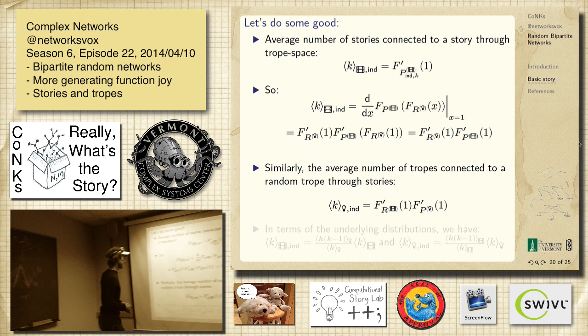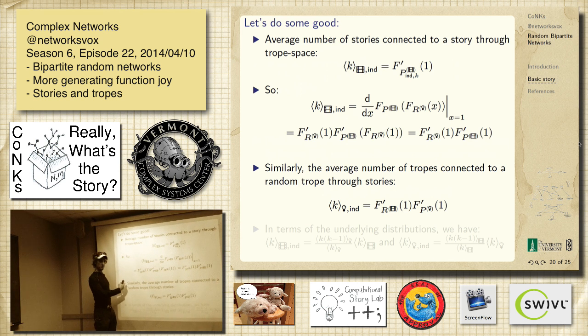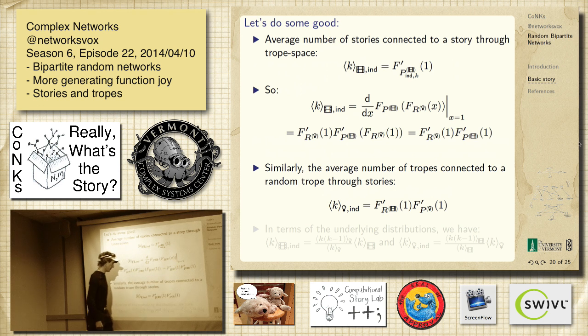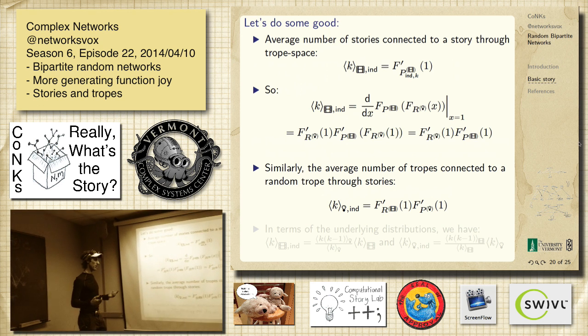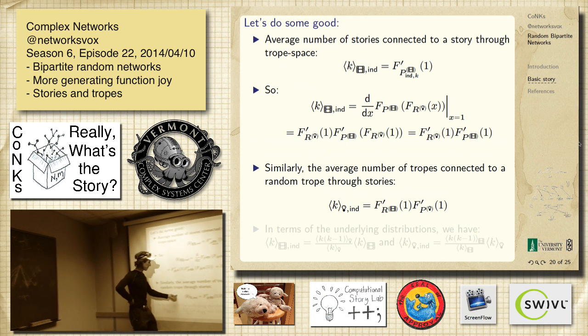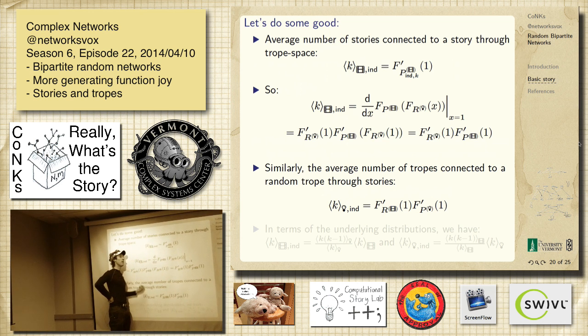Let's think about this. Right, so we can do the same thing. It's just going to be a switch, right? So the average number of tropes the trope is connected to. Boom. We have R for stories here and P of tropes here. Right? The flip of these guys. So we have to multiply this by the number of tropes and the number of stories, and then they should match up.